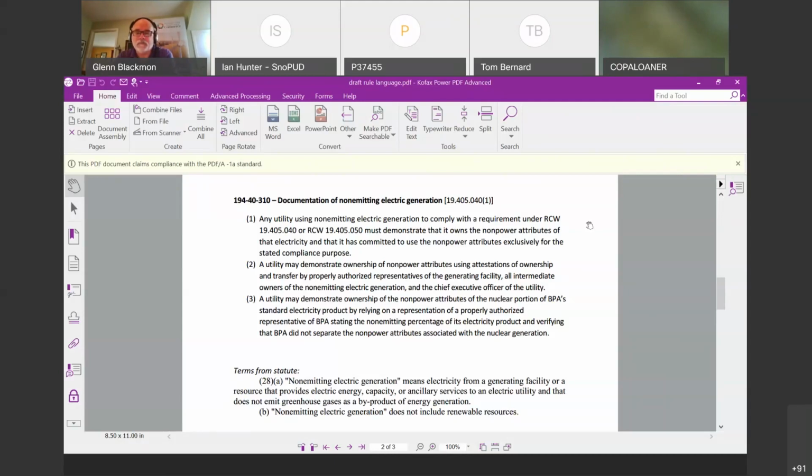Thanks, Tom. Do you think any of that range of approaches needs to be incorporated into the rule itself, or is that more appropriately left to the interaction between the auditor and the utility? I think auditor and utility.